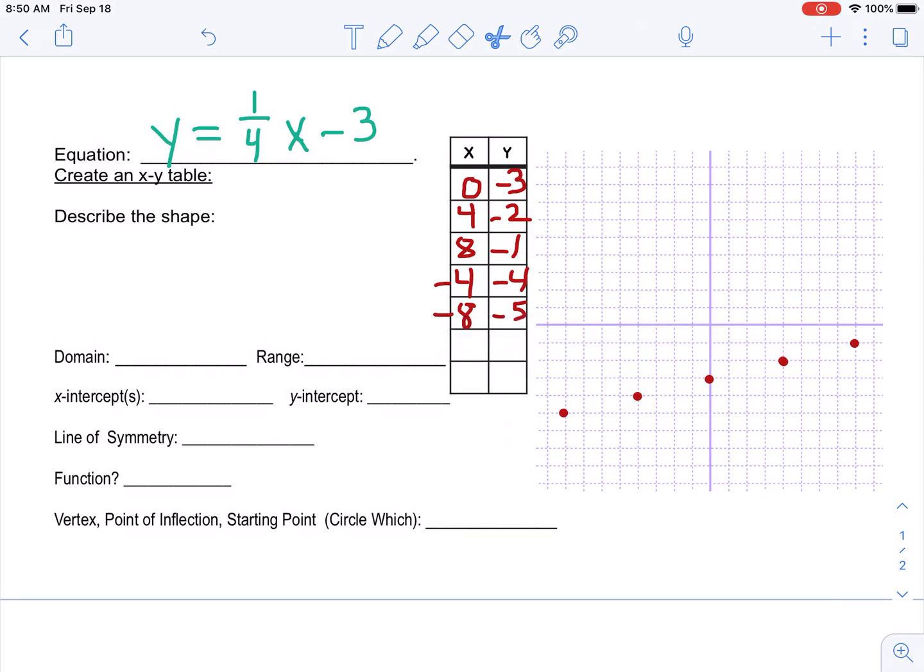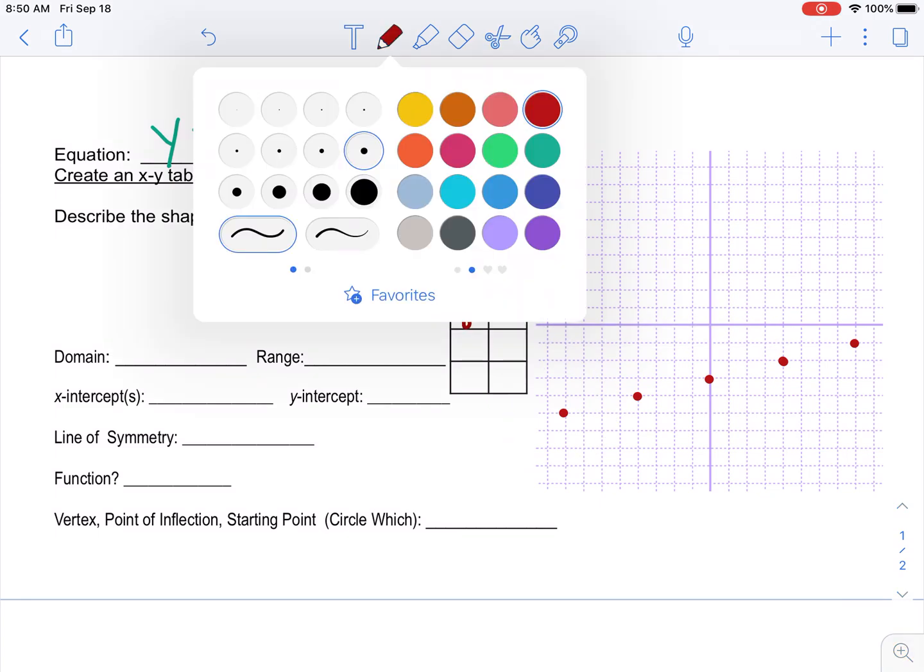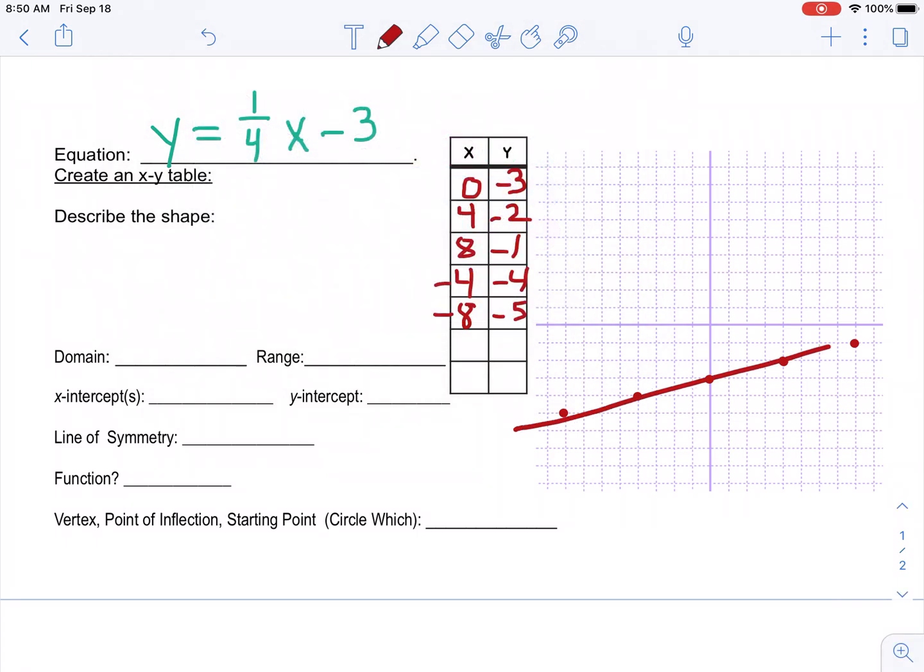It's a line, and when I draw a line, I'm going to try to be as neat as I can here. Okay. There we go. I've got arrows on the end. There's my graph. Now, I did not make this a complete graph, right? So here's my axes. This is the y-axis. This is the x-axis.